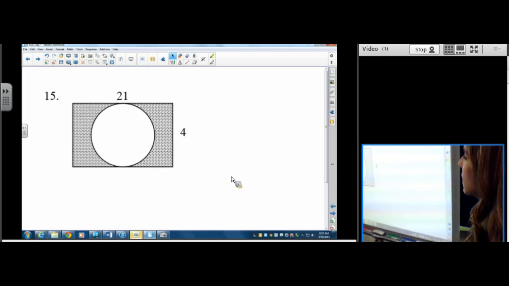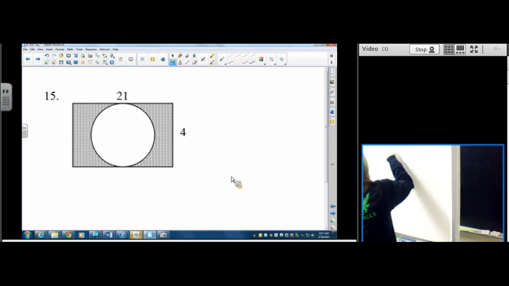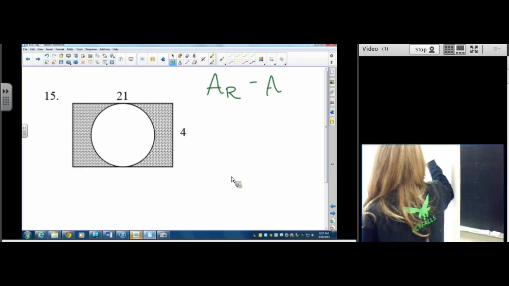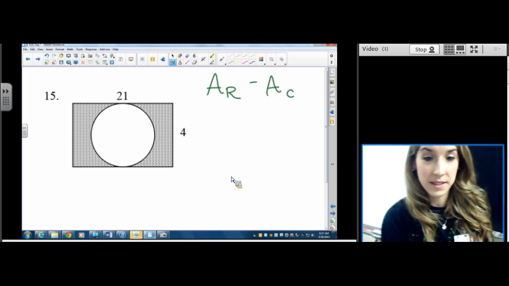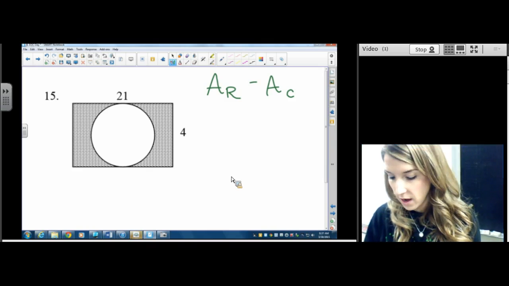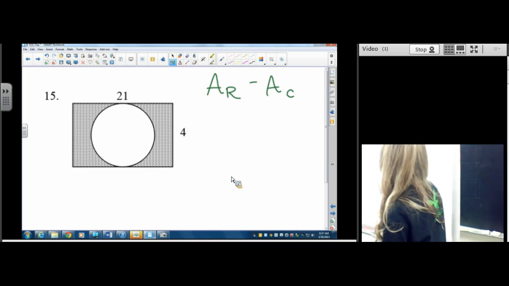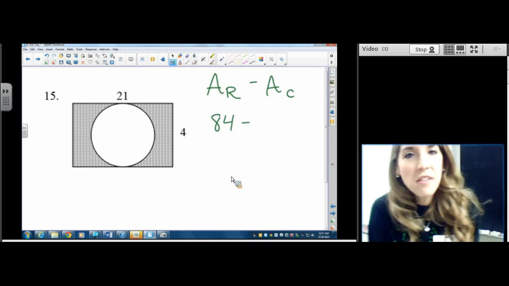Okay, number 15, here we go. We know that this is a rectangle, so area of the rectangle minus the area of the circle. So this one's not a bad one to start off on. The area of a rectangle would be 21 times 4, 84, minus the area of the circle.